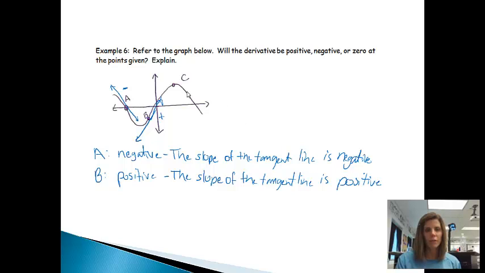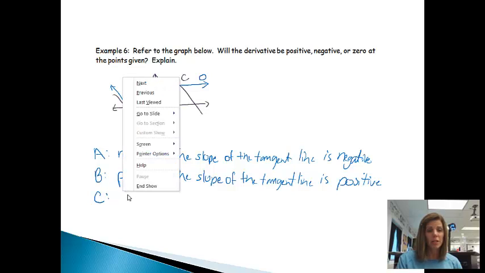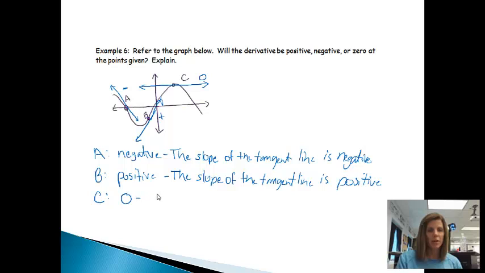Okay, and then if we look at point C, the tangent line at point C is going to look like that. It's just a straight line across. And when I look at that, the slope of that line is 0. So the derivative at the point C is 0. And the reason is because there is a horizontal tangent line. And horizontal lines have a slope of 0.